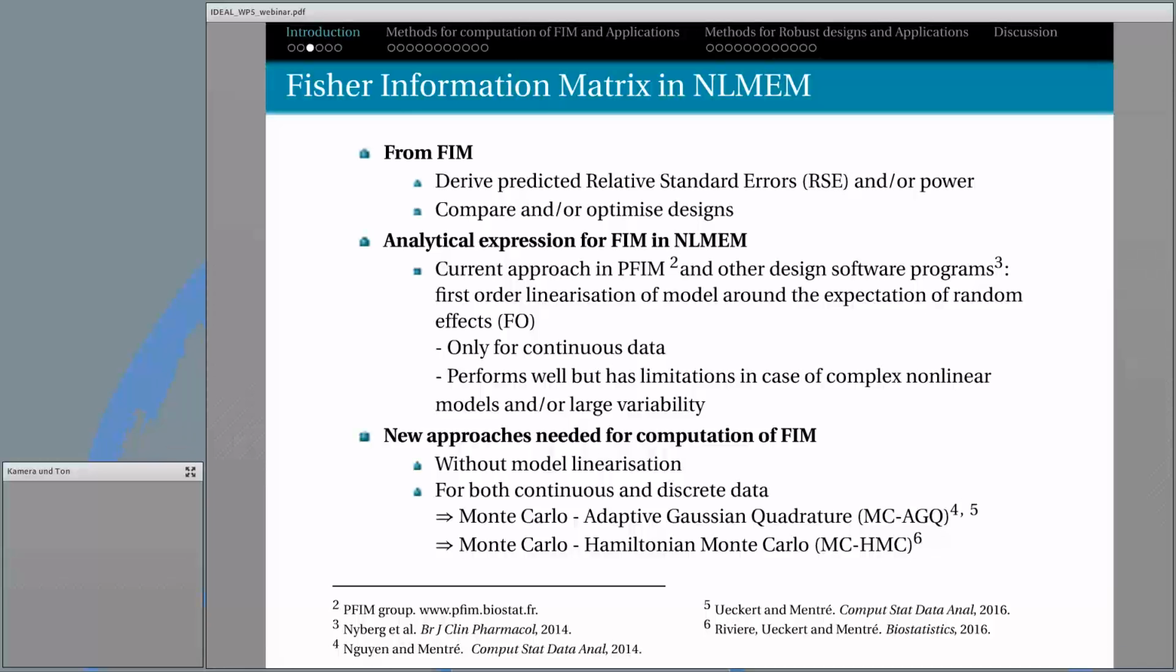And another one which is using Monte Carlo and Hamiltonian Monte Carlo, or an MCMC approach. And this work was done by Marie-Carrel Rivière and totally sponsored by IDEAL and published in Biostatistics this year. And today, I will focus mainly on this approach.